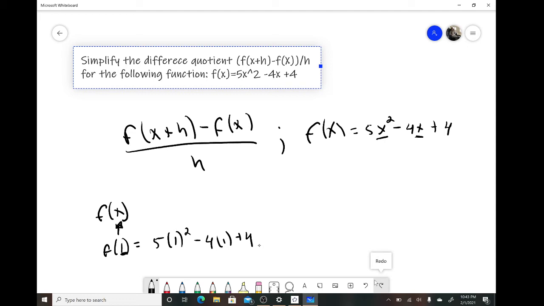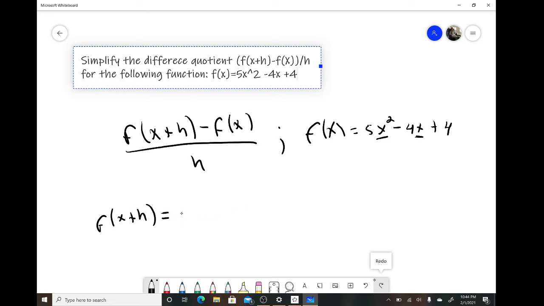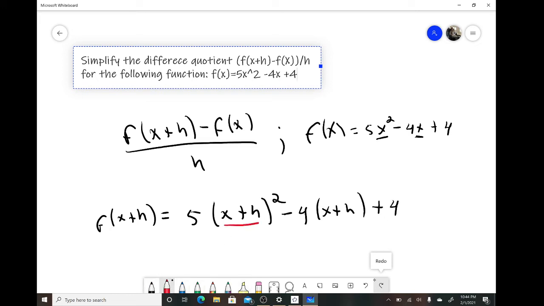Now, why is that important? It's important because in the difference quotient, we have an f of x plus h. So that means that whenever I see an x, I'm going to put x plus h. So let's deal with this in a second. I'm going to take it for this problem one function at a time so you will see it better. So we have f of x plus h, that's going to be equal to 5 times x plus h squared minus 4 times x plus h plus 4. I simply substituted x plus h wherever I have an x.